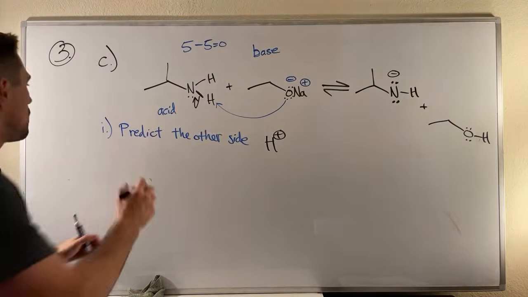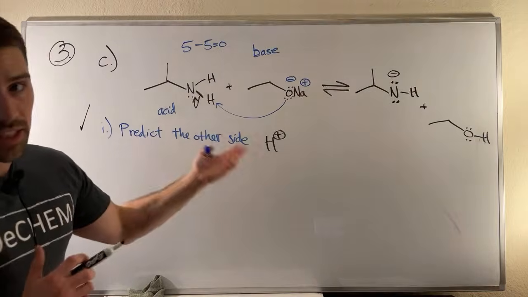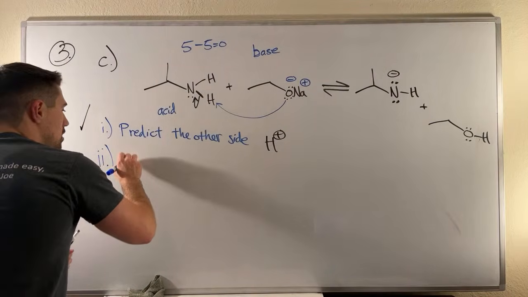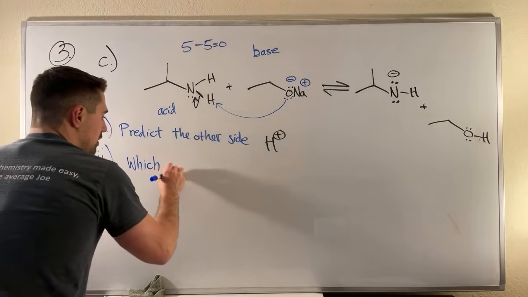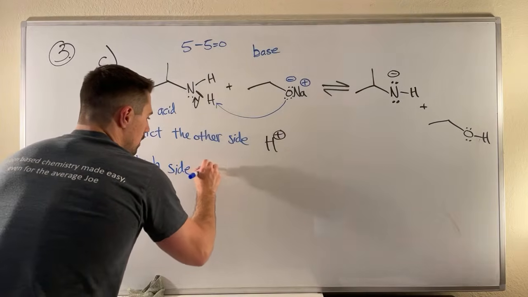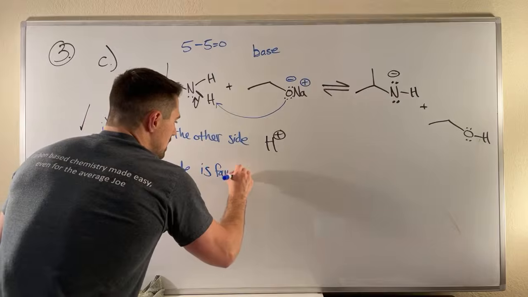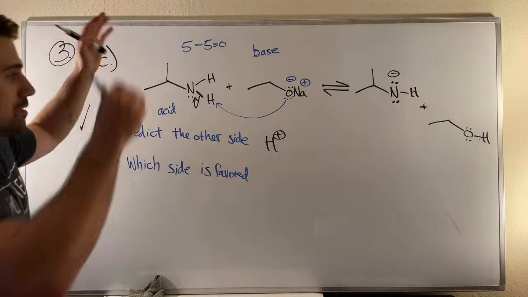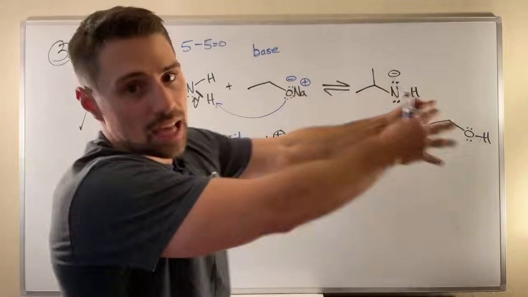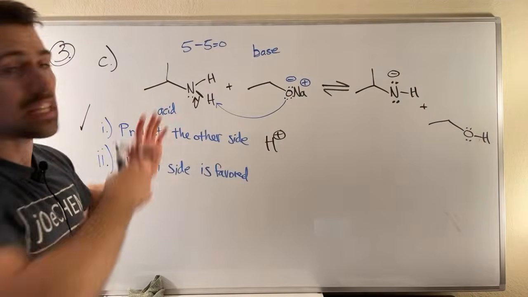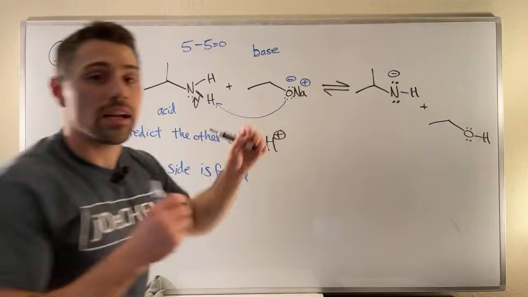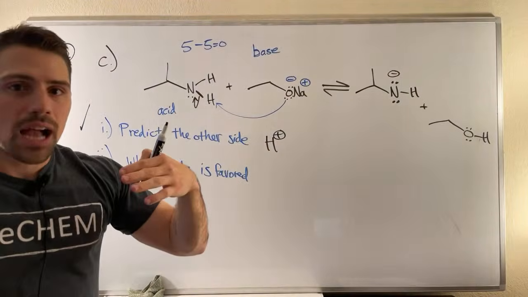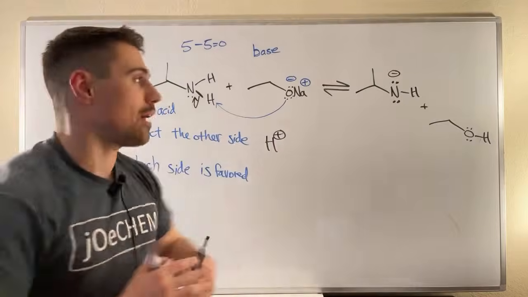Cool. So we've done the predict the other side of the equilibrium, but maybe the more annoying part is, which side of the equilibrium is favored. Because remember, with this acid-base problem, it's not like we just plop things down and it goes to one side, to the right or to the left of the chemical equation. These double-headed arrows mean it's a constant back and forth. However, one side's going to be bigger than the other, okay?